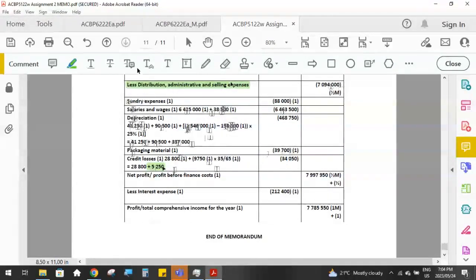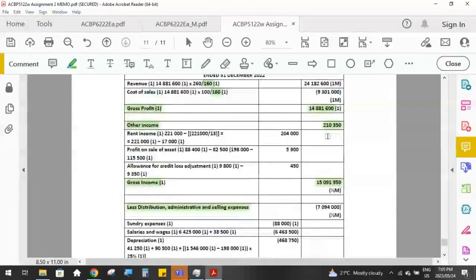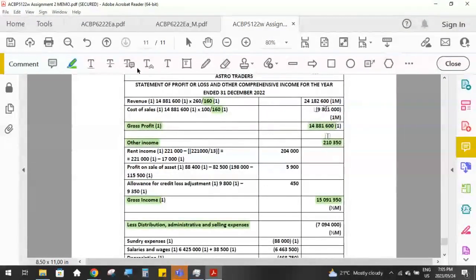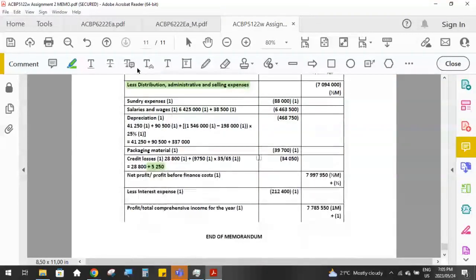Take note also that these expenses, they've all got brackets around them, and all of the incomes are added with no brackets. Cost of sales has a bracket around it. That's very important. You have to indicate what is being added and what is being subtracted. Where were we? Credit losses. So after that, we then get net profit before finance costs.